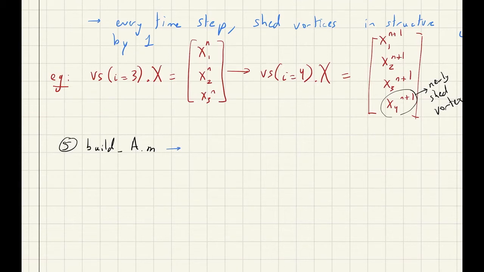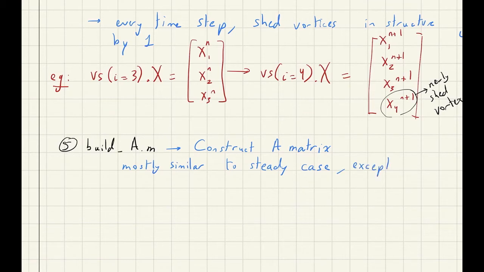So let me write that down. In this step, we construct the A matrix. As I said, this is mostly similar to the steady case, or the A matrix that we found in the steady case, except for two things.